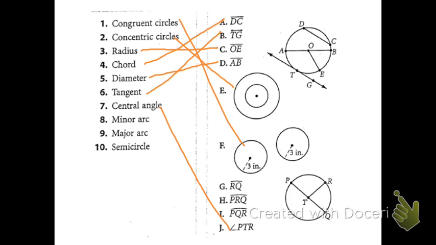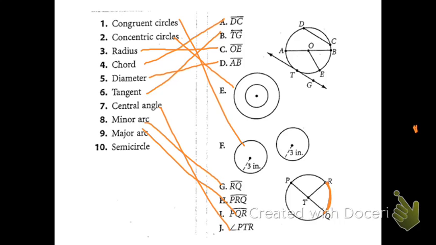Minor arc, and we'll get more into arcs later, so I don't expect you to know this at this point, but minor arc would have been RQ, so that's G. A minor arc is just an arc that's less than 180 degrees of the circle. So notice how that's less than half the circle, RQ, so it's a minor arc. Major arc would be something like PQR. It'd be something like I.